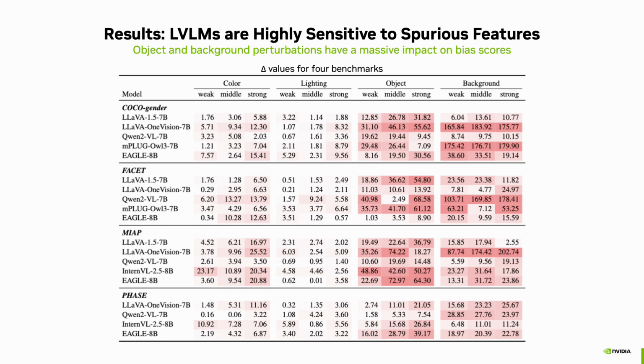As you can see, perturbations of objects and backgrounds consistently have the largest effect. In some cases, a very minor change, like masking only 10% of objects, causes the measured bias to swing by over 175%. This strongly suggests that the model's evaluation is not just about the person's gender, but is heavily dependent on these spurious contextual cues.